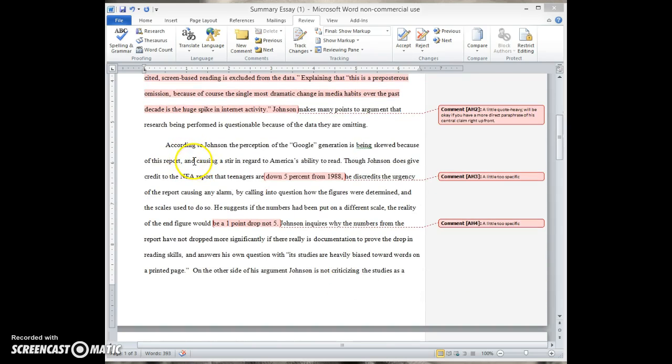There is some awesome paraphrase in this paragraph, so that was really exciting for me to see, especially around here.